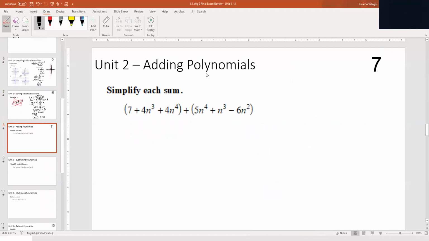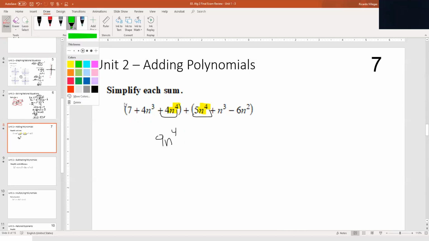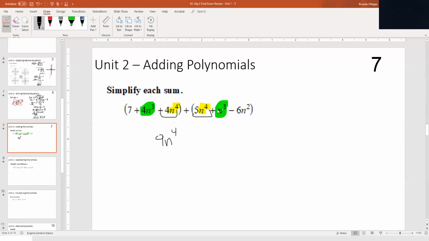Here they want us to add these polynomials, and because we are simply adding, all we have to do is combine like terms. You always have to combine the like terms of the exponents and the variables. These both have an n to the fourth power. That means I can add 4n to the fourth power plus 5n to the fourth power, which becomes 9n to the fourth power. Now we can add the next biggest term, which is the third power. So 4n to the third power plus n to the third power. Remember, there's always an invisible 1 in front.